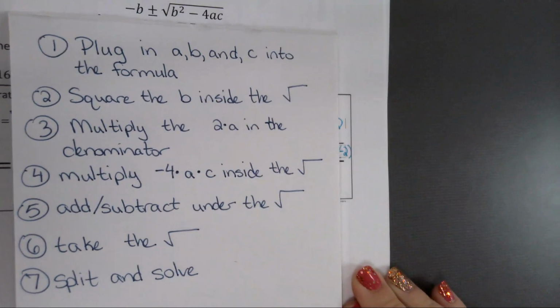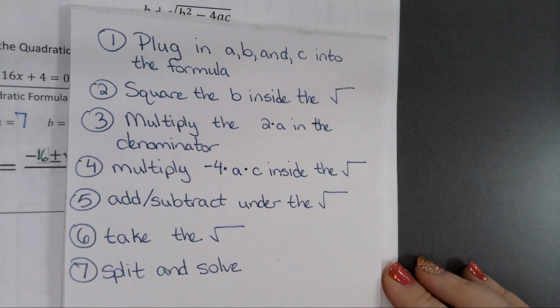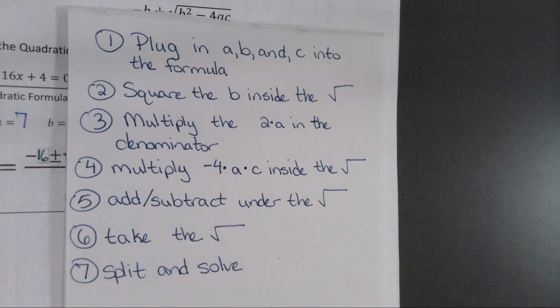Let me zoom out a little bit. That way you can see all 7. And I would write those down maybe at the bottom of the page. And we're going to use these steps now to be able to solve.